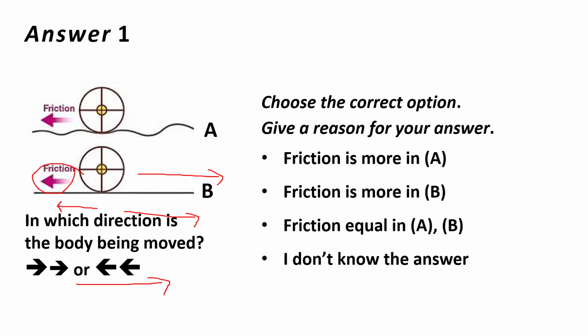Now choose the correct option. Friction is more in A because the surface is rough, bumpy, with ups and downs. So friction is more in A and the arrow should be pointing to the right, opposite to friction. So that's the correct set of answers for 1. Now check for answer 2.